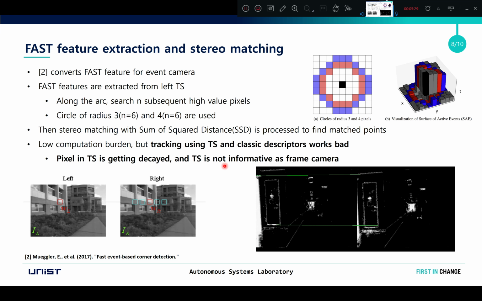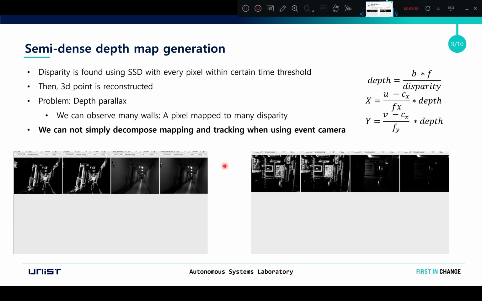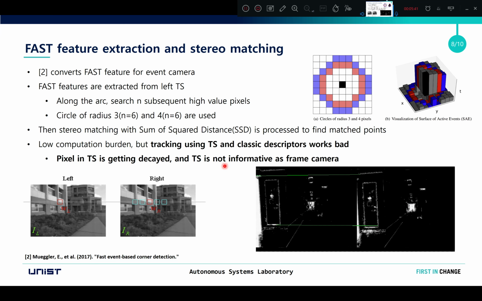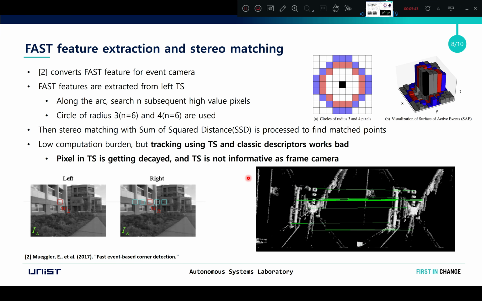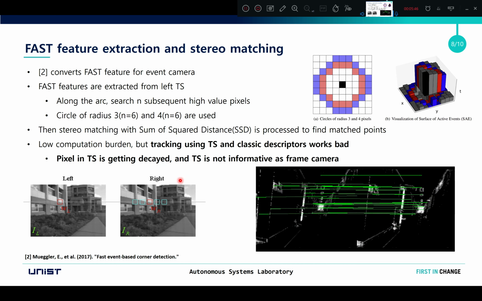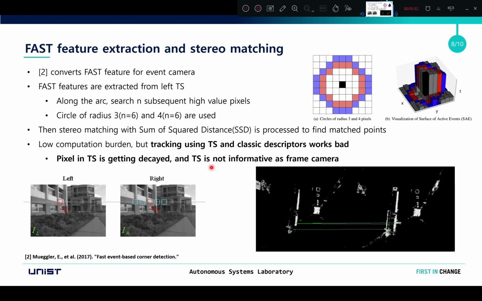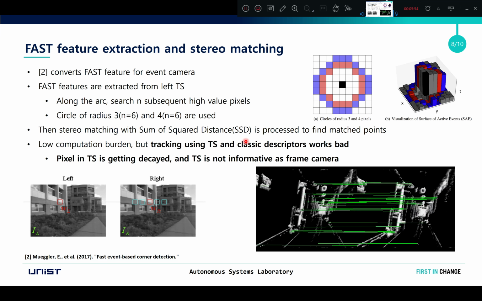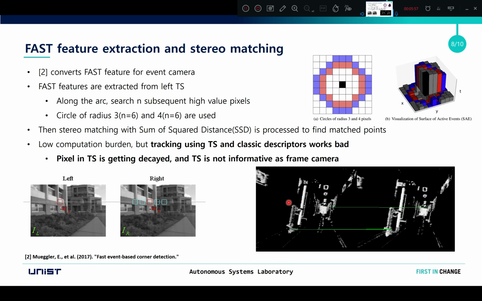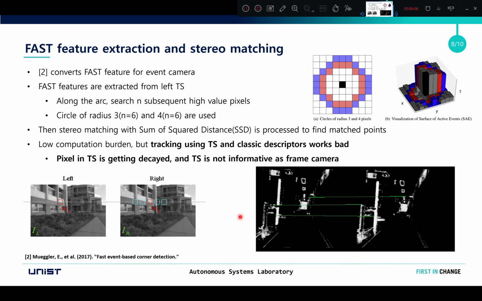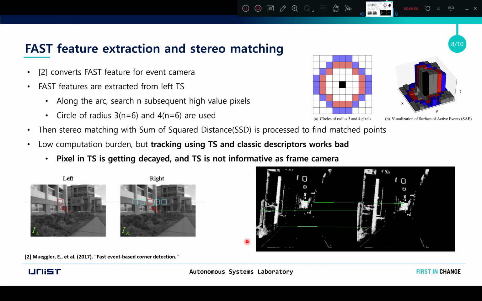But at first, my plan was to track those features and then do the camera trick, solving the camera tracking problem. But the problem is that the pixels in the time surface are decaying, and since it is not as informative as a camera image, the SSD doesn't work well here, and the number of features gets really big or small. It really varies with the time and movement of the camera. So I modified my plan.